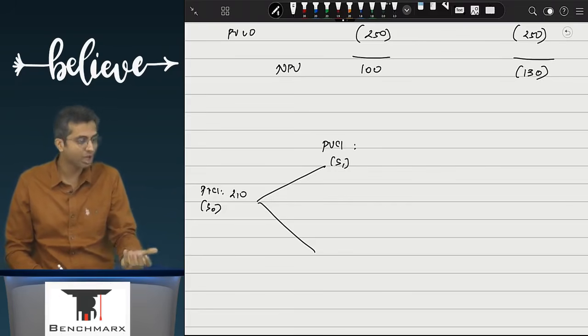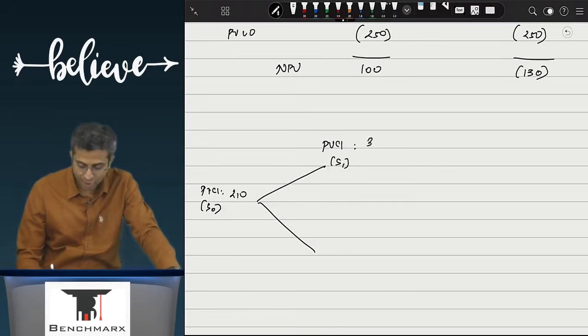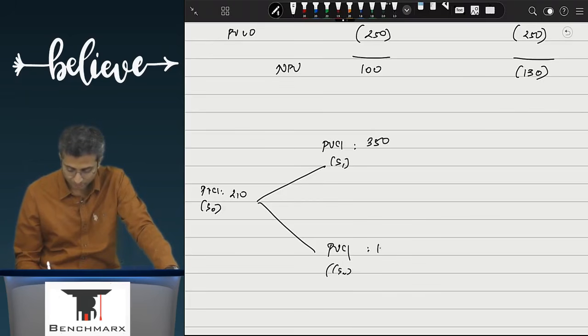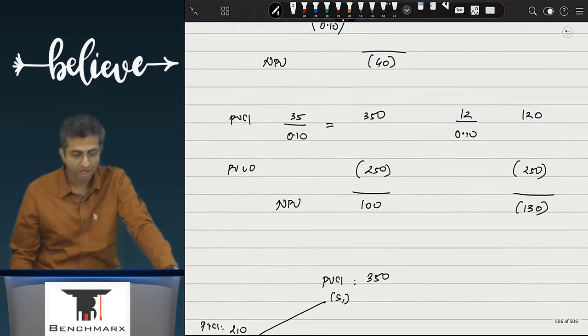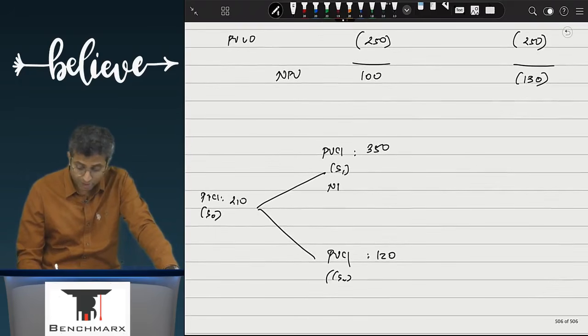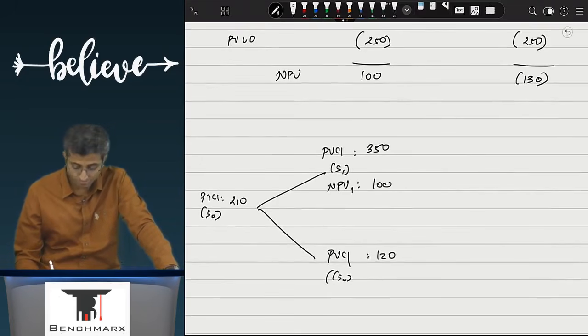Yes or no? That 210 can possibly go up to what value? 350. Or it can possibly go down, S2, to what value? 120. Are we getting this? Acha, if it indeed goes up to 350, your NPV will become how much? 100. But if it goes down indeed, think and tell me, to 120, your NPV will become how much? Negative 130. Here it will be negative 130.